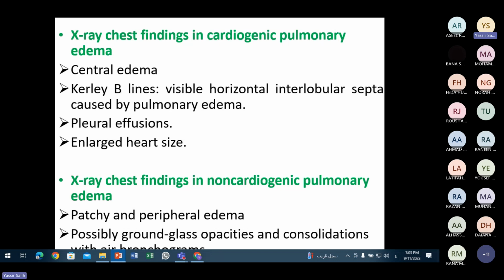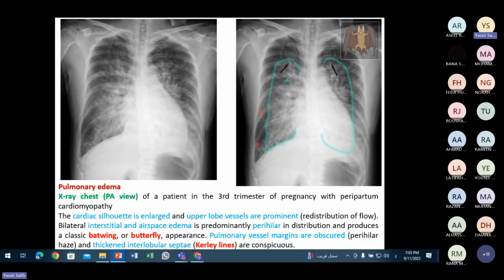But in the non-cardiogenic, we have edema or opacity in the peripheral lung, not in the center. And also there may be possible ground glass opacity, meaning we have opacity or consolidation with air bronchogram. So this is the chest X-ray of the patient presenting with progressive edema.